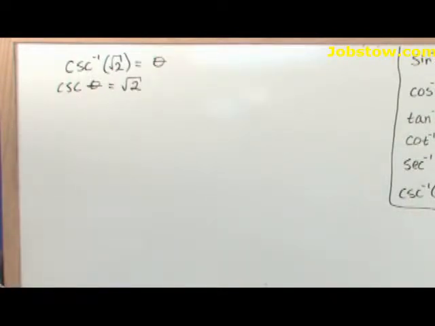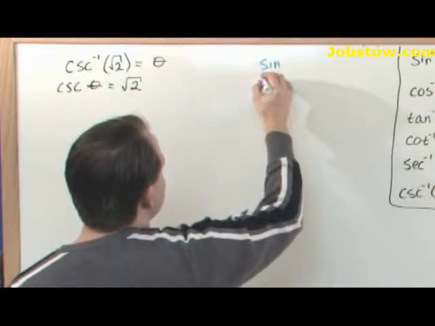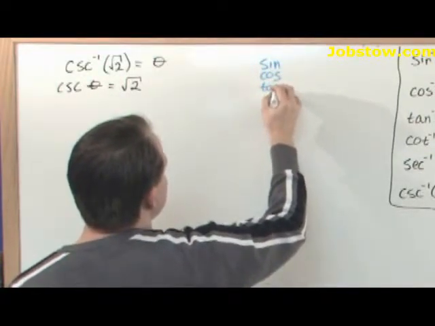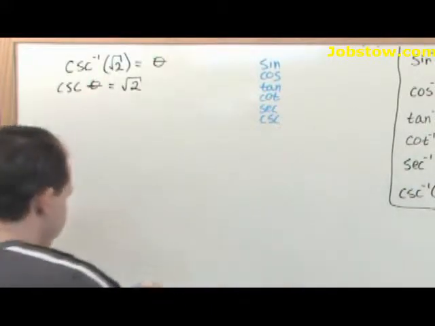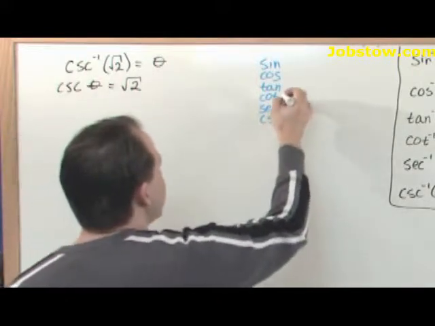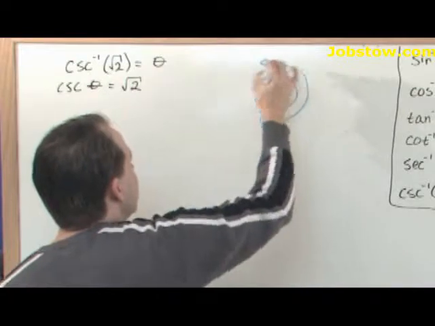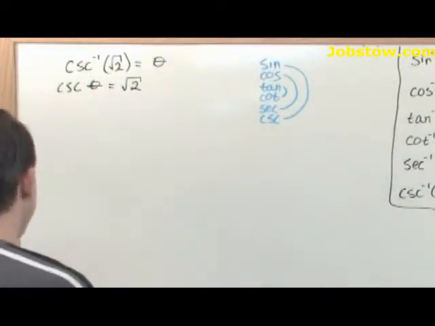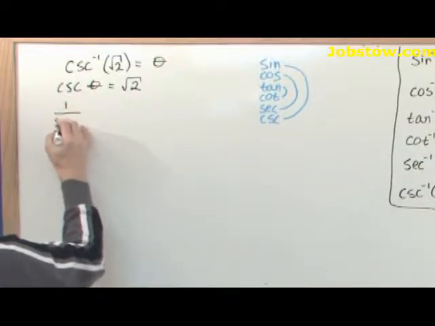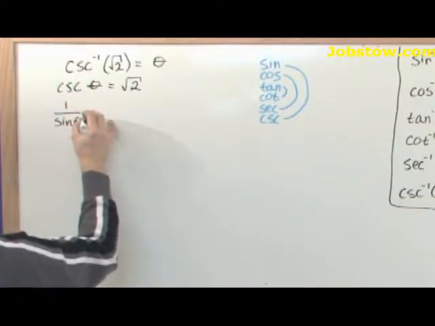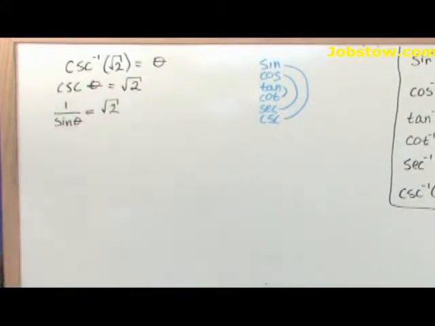And so if you don't know the trick there, I would suggest you learn it. You just write the trig functions in order: sine, cosine, tangent, cotangent, secant, cosecant. Just memorize this ordering, and then it's really easy because cotangent is 1 over tangent, secant is 1 over cosine, cosecant is 1 over sine. So they kind of form a rainbow like that. So what I do is I say 1 over the sine of an angle is equal to the square root of 2. Okay, that's what you're doing here.